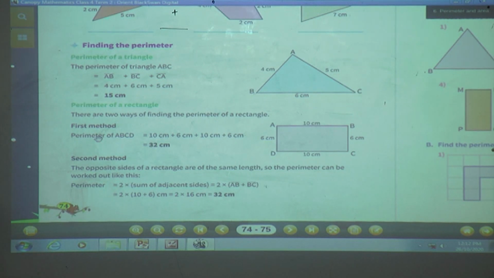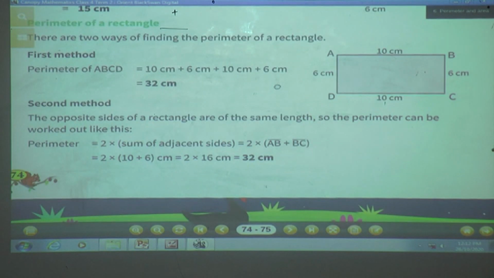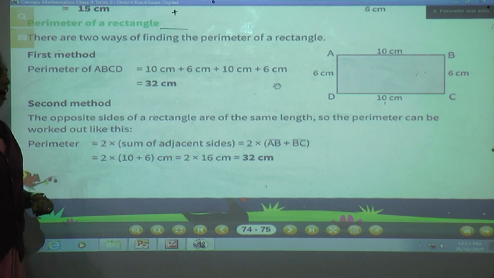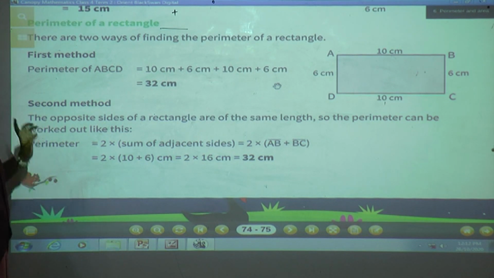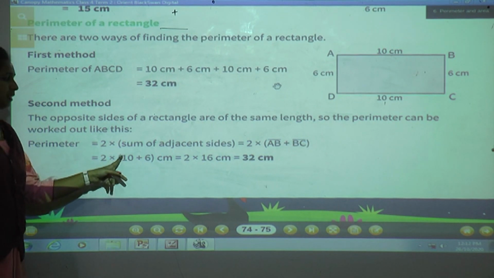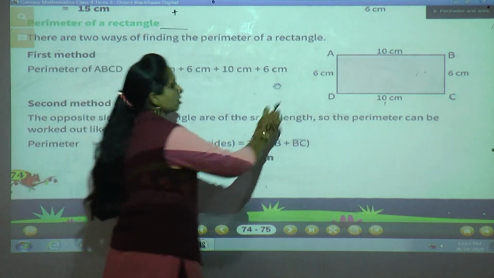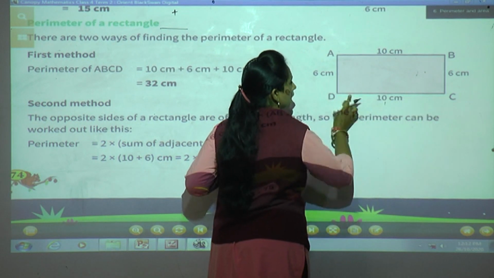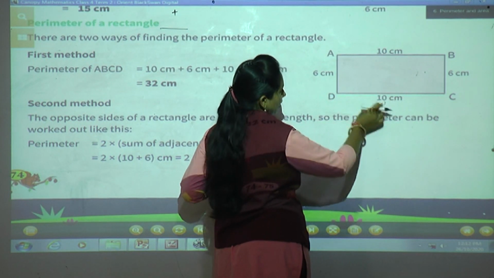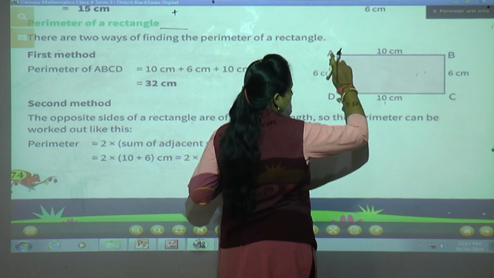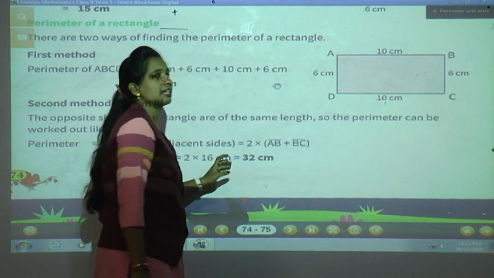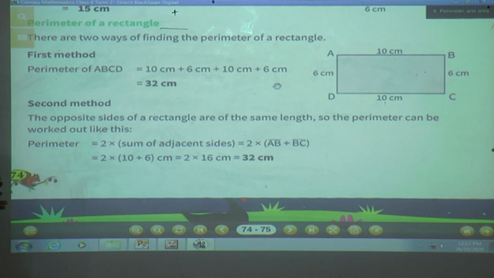The second method, how you can solve the same question. See here, the second method. The opposite sides of a rectangle are of the same length. So the perimeter can be worked out like this. How? Perimeter is equal to 2 multiplied by the sum of adjacent sides. Adjacent means the different sides. Now see, AB is equal to CD. Here also 10 centimeter, here also 10 centimeter, and AD is equal to BC. Here also 6 centimeter and here also 6 centimeter. They are equal. Opposite sides are always equal.